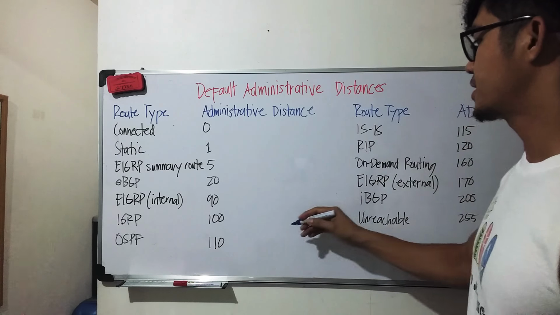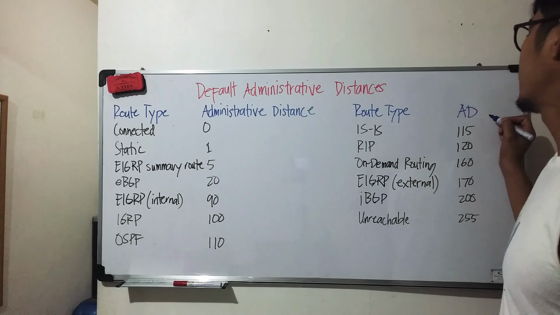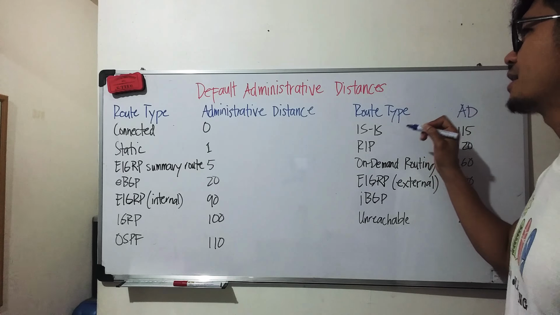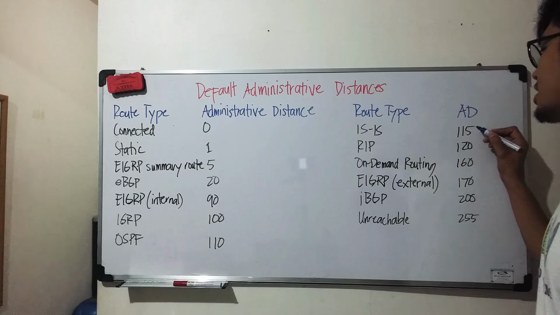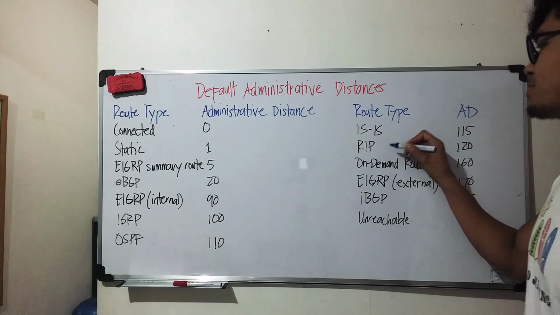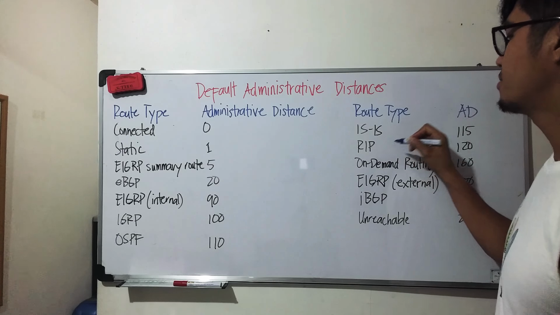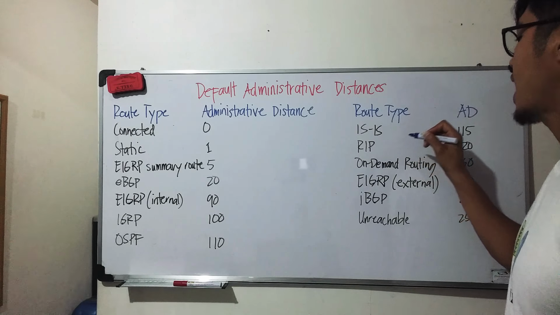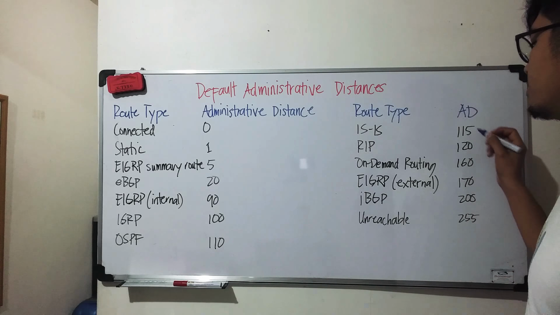And this is just, like I said, a continuation. So, route type and AD. IS-IS stands for Intermediate System to Intermediate System, and has an AD of 115. RIP, Routing Information Protocol, if I'm not mistaken, has an AD of 120.